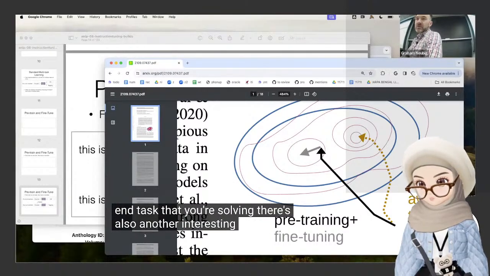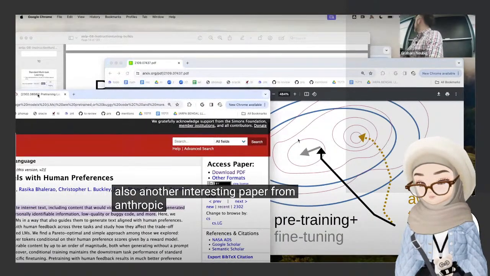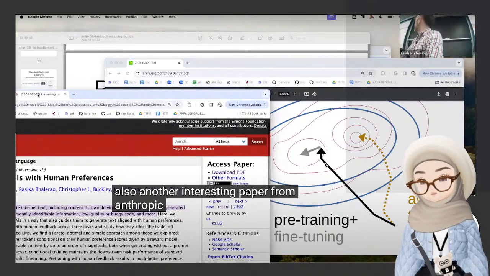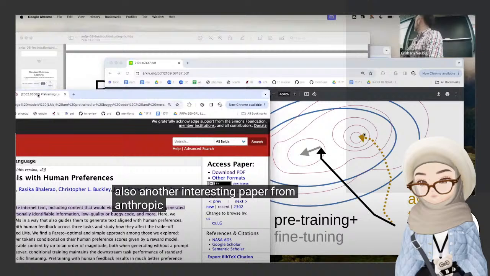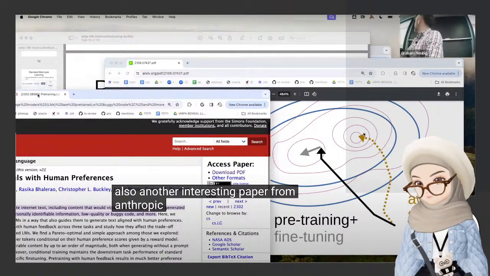There's also another interesting paper from Anthropic. This is local optima and global optima, really? I don't know why I didn't say that. Anthropic, really? What was it that I needed to say?